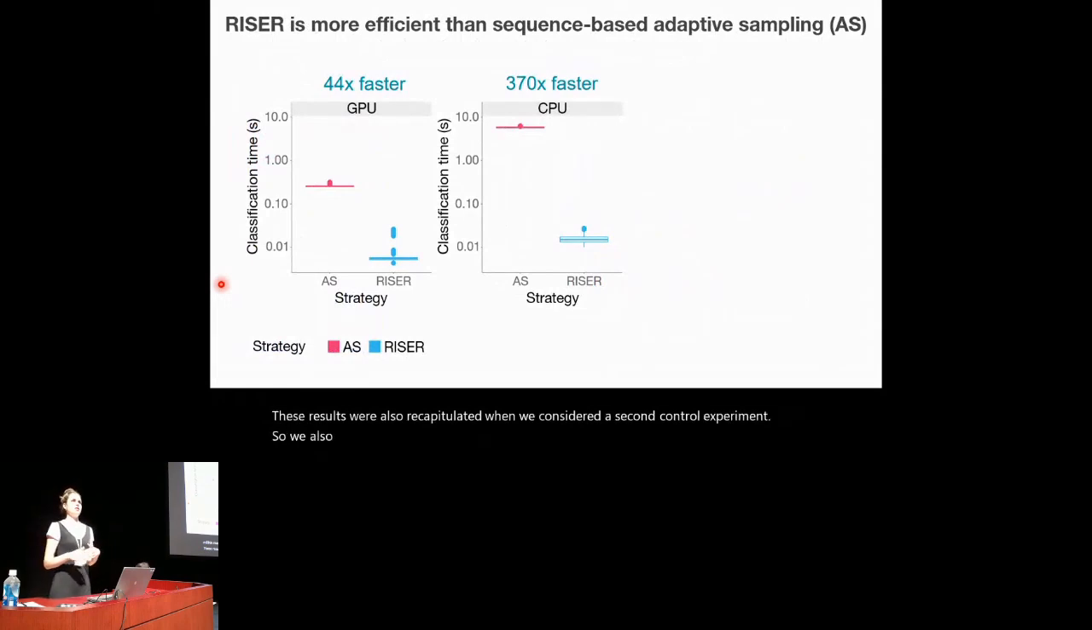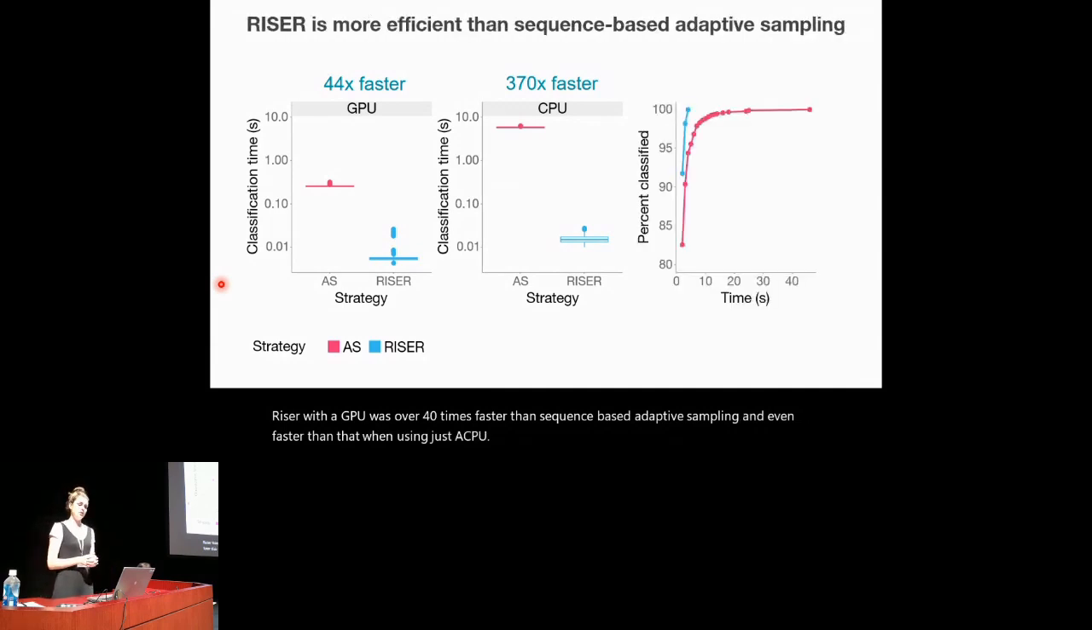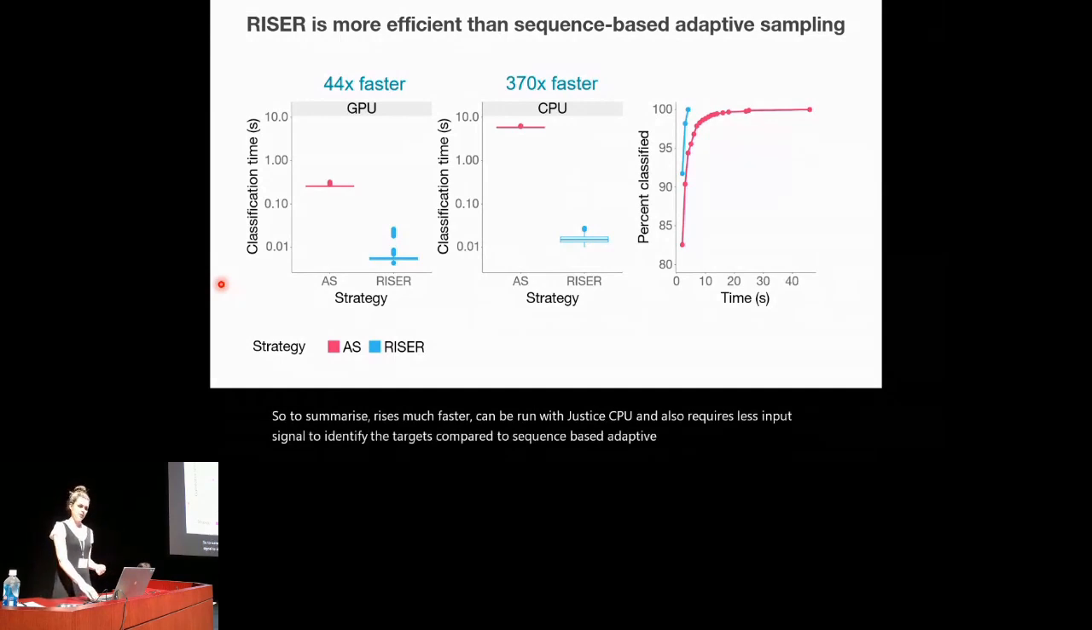So we also tested the hypothesis that RISA would be more efficient than sequence-based adaptive sampling because it uses a simple binary classification straight on the raw signal rather than base calling and mapping. So using a test set of 1,000 fixed-length signals, we found that RISA with a GPU was over 40 times faster than sequence-based adaptive sampling, and even faster than that when using just a CPU. RISA also only needed 4 seconds worth of signal to correctly identify the RNA class, while adaptive sampling required up to 46 seconds to identify it. So to summarize, RISA is much faster, can be run with just a CPU, and also requires less input signal to identify the targets compared to sequence-based adaptive sampling with base calling and mapping.